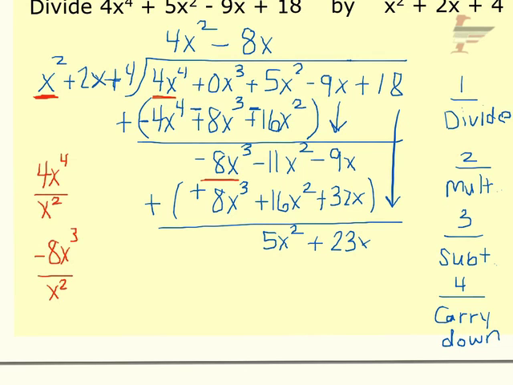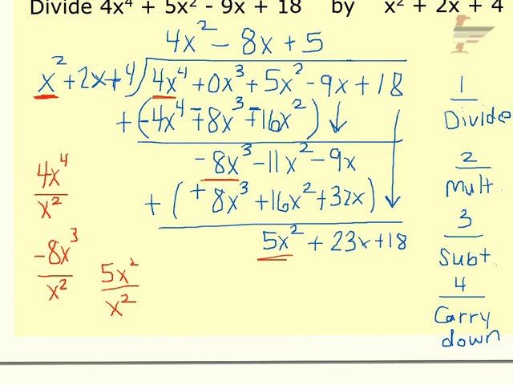So carry down the 18, and notice that's my last carry down. So that's good news. This should be my last step. So phew, take a deep breath. My last division here is 5x squared divided by x squared, which the x squares cancel out, so that's just 5. So I'm going to put a plus 5 here, and then I multiply 5 times all of the quadratic.